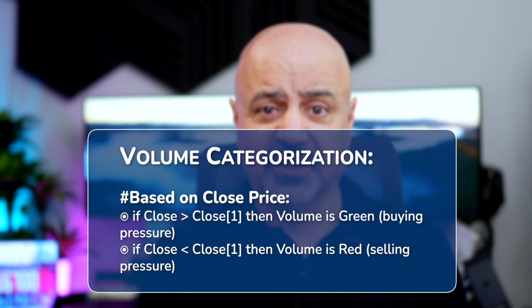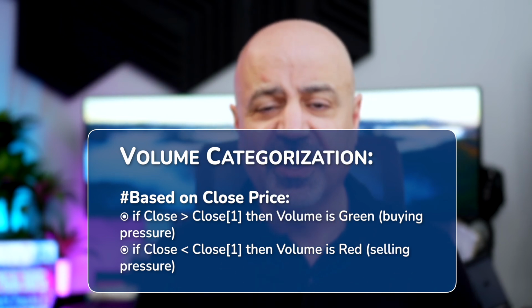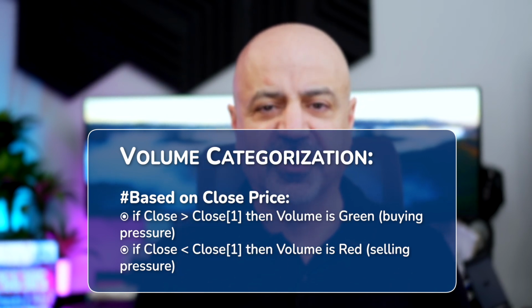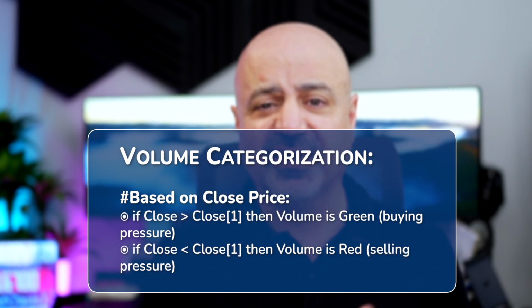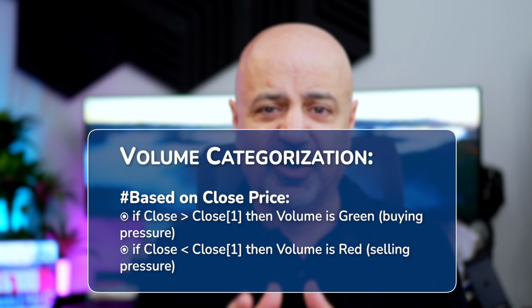Almost in all trading platforms, the volume indicator is colored green and red based on the closing price. So if the current closing price is higher than the previous close, then that volume bar will be green. And if the current close of this bar is below the previous close, then the volume of this bar will be colored red. So green meaning there is buying pressure, and red meaning there is selling pressure. Of course, that does not reflect the reality.